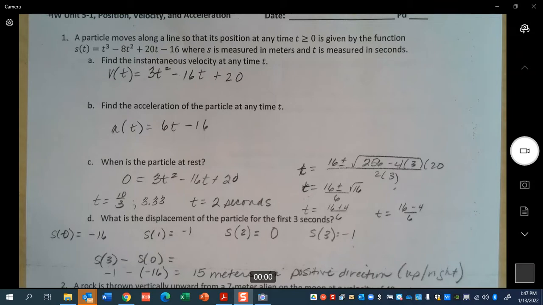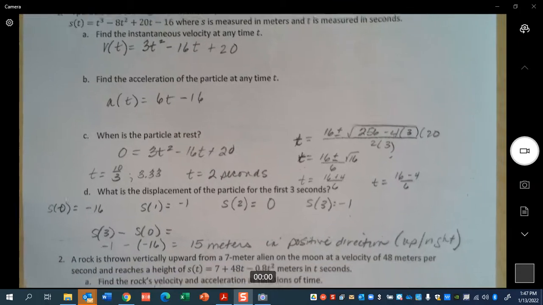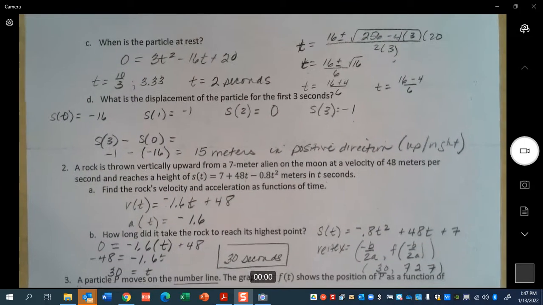So I set it equal to 0, and I get my two values for t. So it is at rest those two times. That's when it's changing direction.